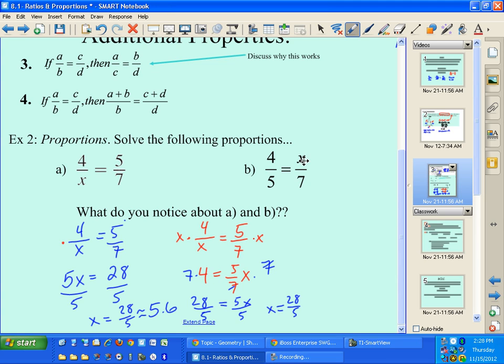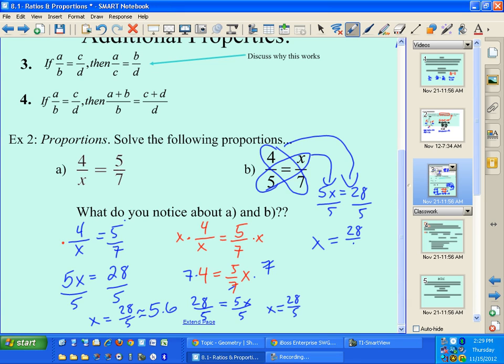If I was to do the cross product property on these, I'm going to get 5x equals 28 when I multiply the 5 and the x together. That gets me that right there, and 4 times 7 is 28, which will give me that. And then if I solve it by dividing by 5 on both sides, again, I'm going to get 28 over 5. So then the question is, what do you notice about both A and B?